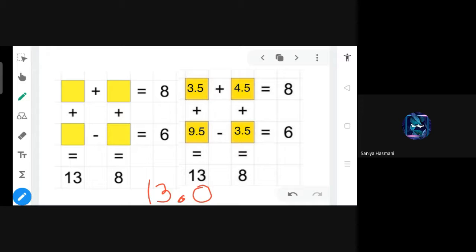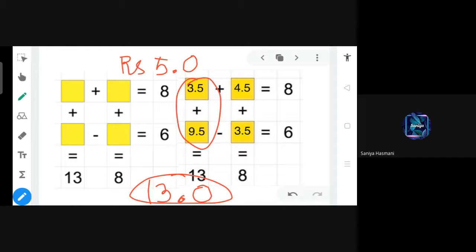Whenever you read what is written on the packet when you buy anything, behind, whatever price is given, it is written like this only. Suppose rupees 5.0. So 5.0 means how many rupees is this? 5 only. The same way, when you add both of these numbers, you will get 13.0, and 13.0 means 13 only. Is this clear, everyone?